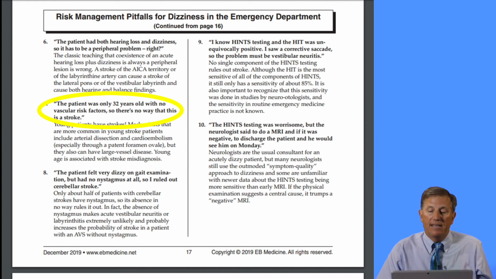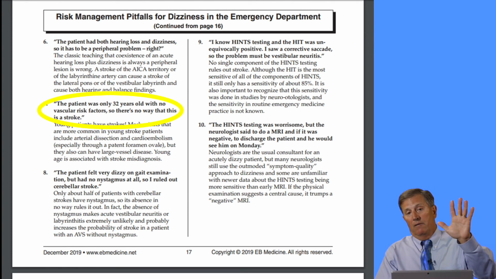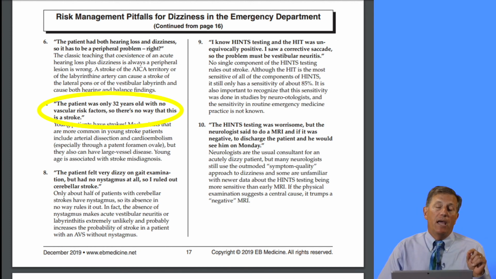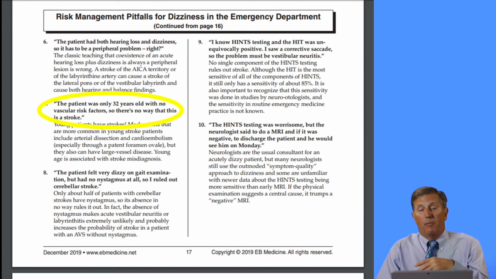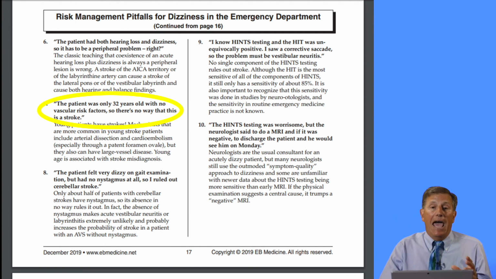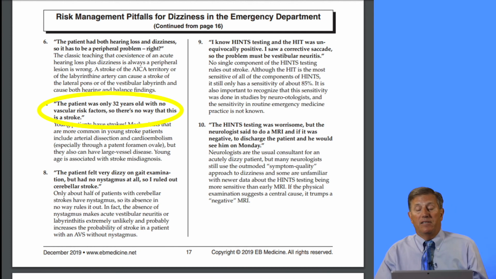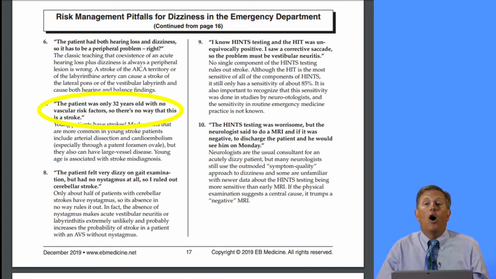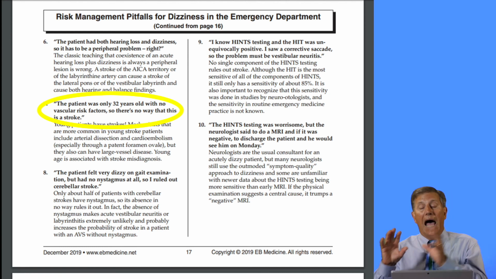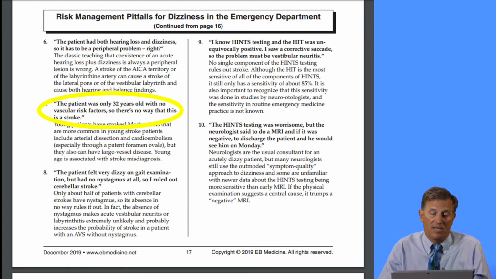Number nine, I know HINTS testing, the HIT test, was unequivocally positive. I saw a corrective saccade, so the problem must be vestibular neuritis. Remember, you need to have all 5 findings be negative for posterior stroke on the HINTS test in order for you to be able to say it's not a posterior stroke. The presence of a positive saccade or a positive test, which suggests peripheral etiology, in the absence of the other 4 HINTS test findings suggesting no posterior circulation event, they also must be negative or not suggestive of a posterior circulation central etiology.